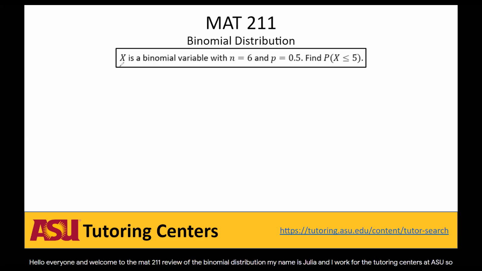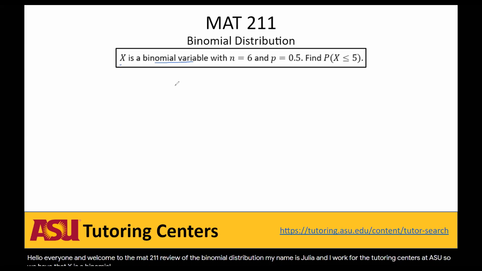So, we have that x is a binomial variable with n equals 6 and p equals 0.5. And we want to find the probability that x is less than or equal to 5.